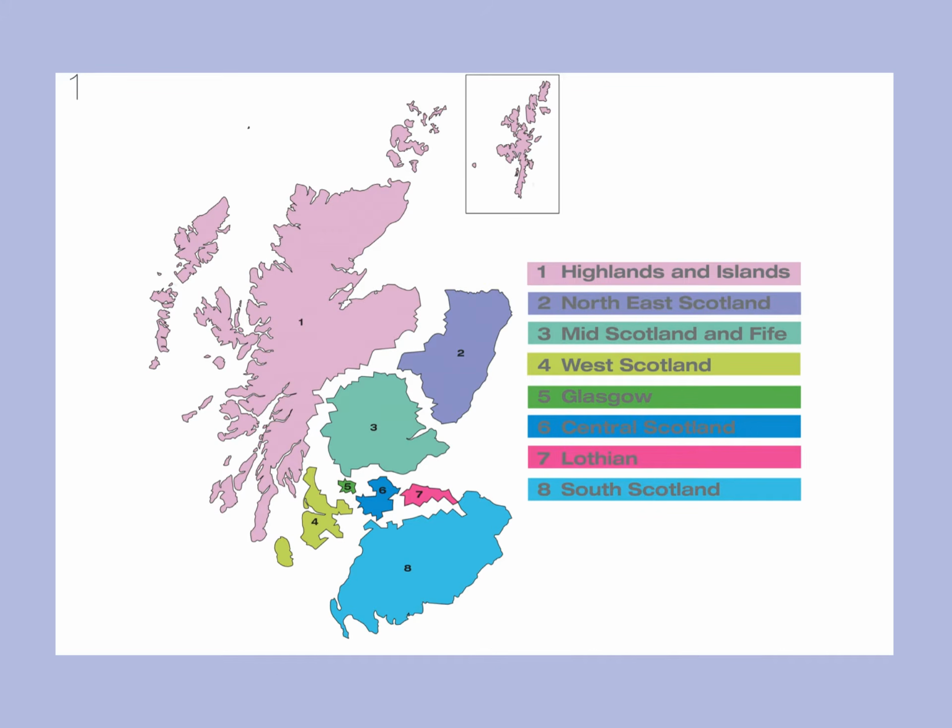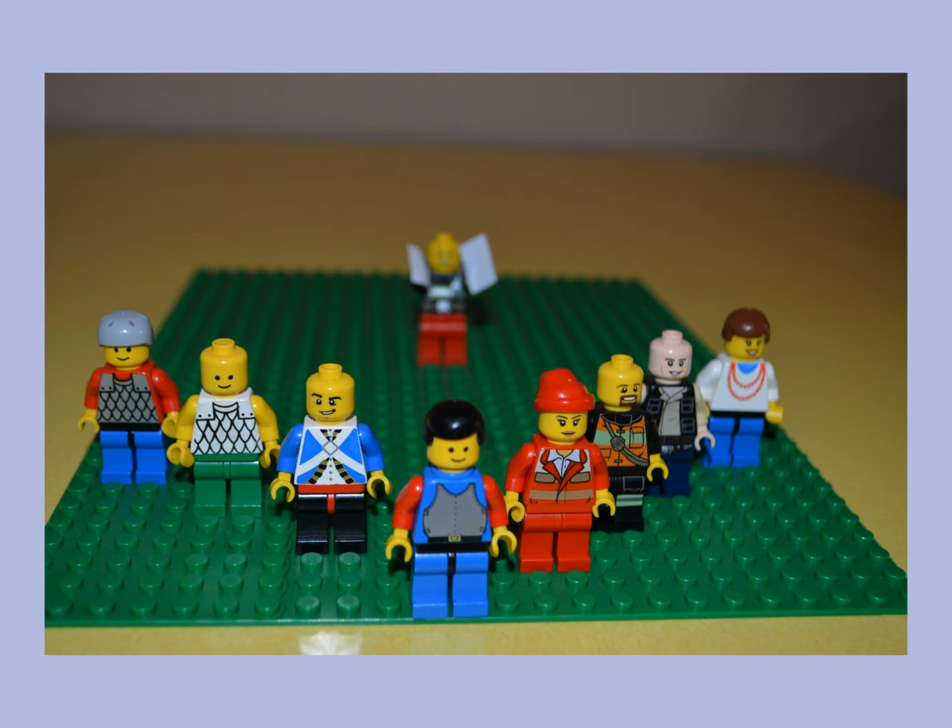Scotland is divided into 8 regions, as you can see on this map. The 8 regions are Highlands and Islands, North East Scotland, the West of Scotland, Central Scotland, Mid Scotland and Fife, Lothians, Glasgow, and the South of Scotland. Each region elects 7 MSPs, so everyone has 8 MSPs representing them, the 7 regional people and the 1 local person.